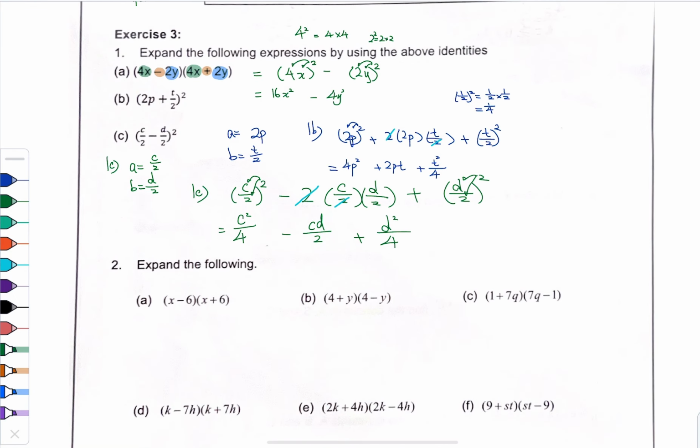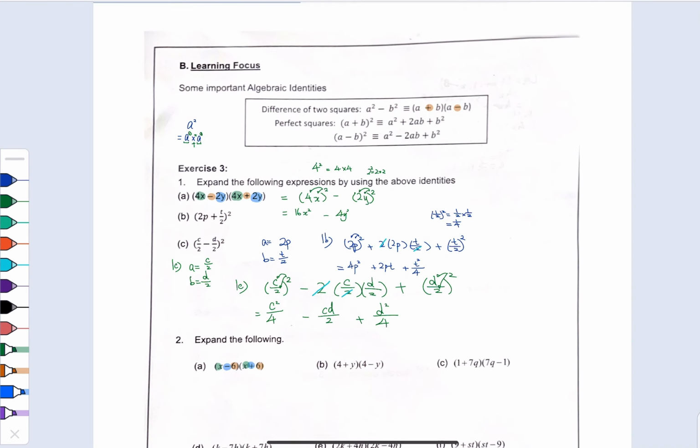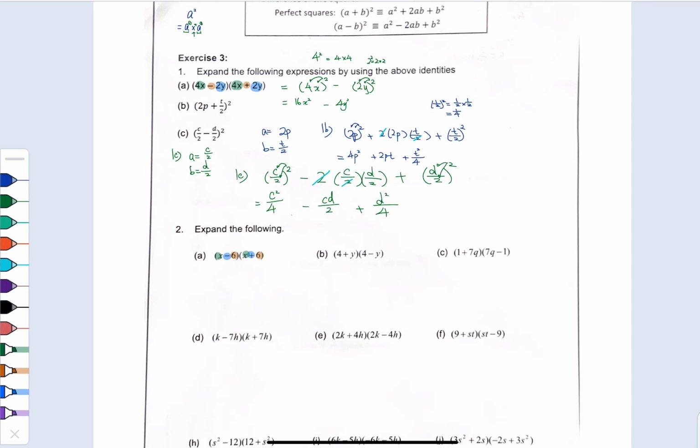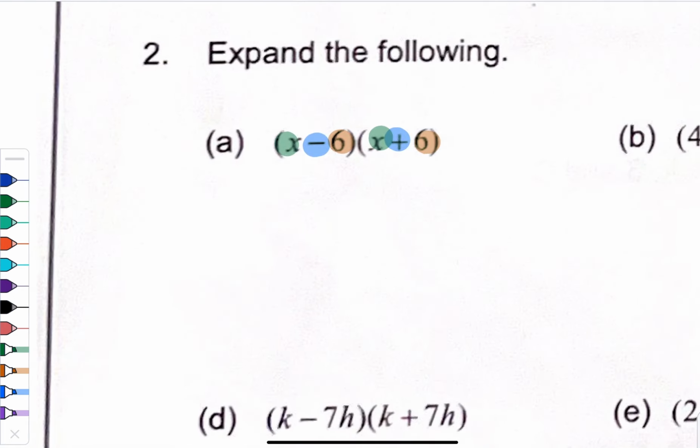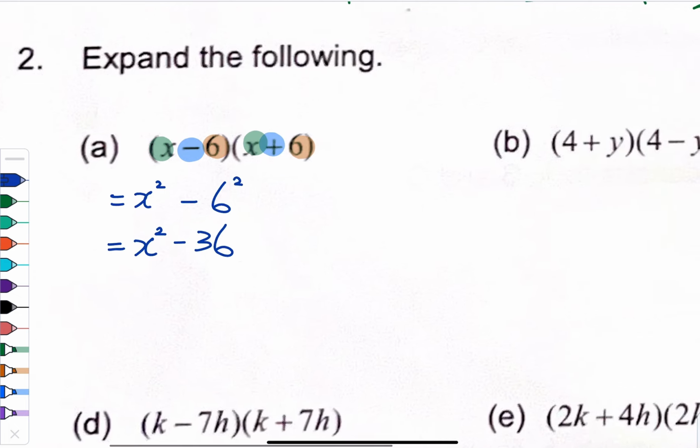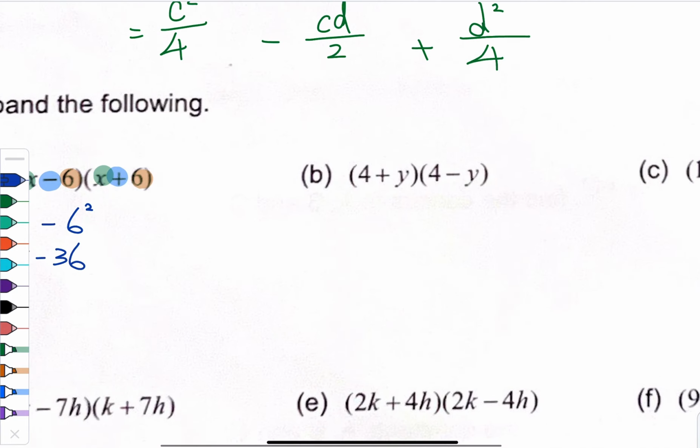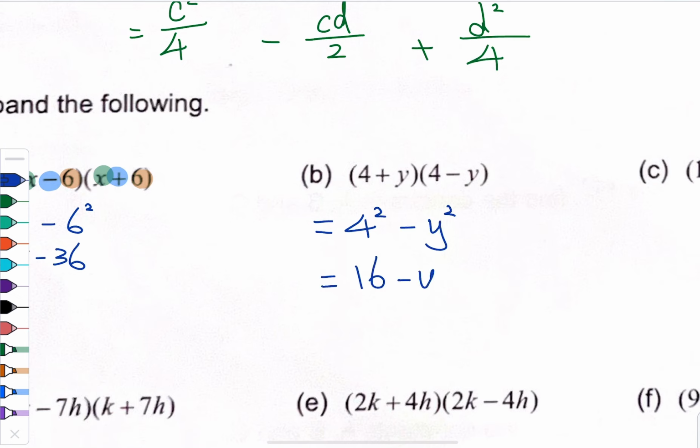So first, both of them have x, both of them has 6, and then one has minus, one has plus. Both of them have the same things, same unknowns, 1 plus 1 minus. So you think of a square minus b square, which will be x square minus b square. B is your 6, and 6 square means 6 times 6, which is 36. That's it. Same for the next one, 1 plus 1 minus. So you think of a square minus b square. So 4 square minus y square. 4 square means 4 times 4, which is 16.